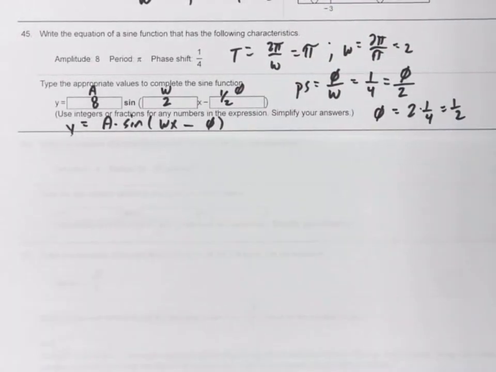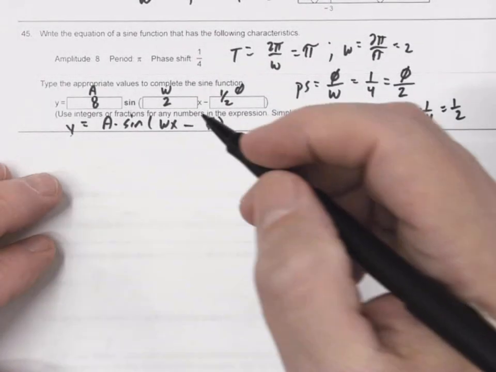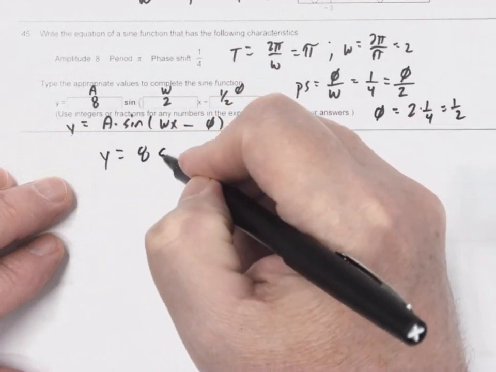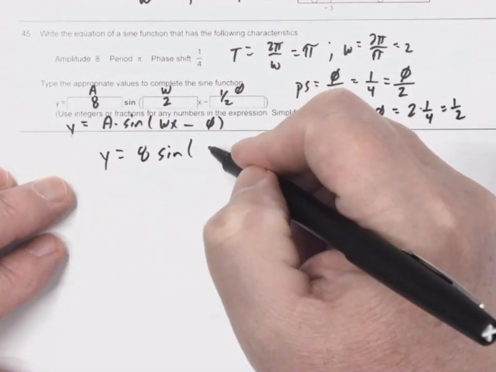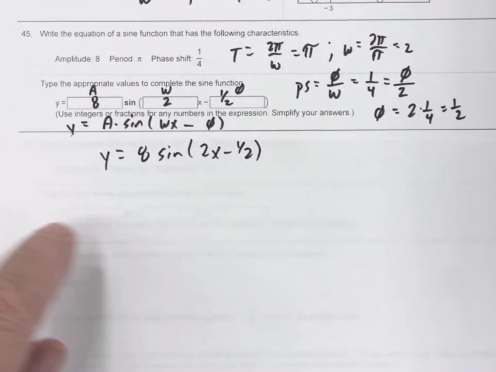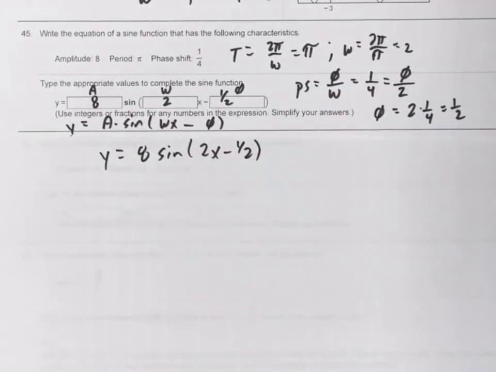So it looks a little disjointed here, but just for fun, we could write it. It's really y equals 8 sine of 2x minus 1/2. That's what it is when you fill in the boxes. So I'm checking to make sure I did that one correctly. And yes, it is correct.